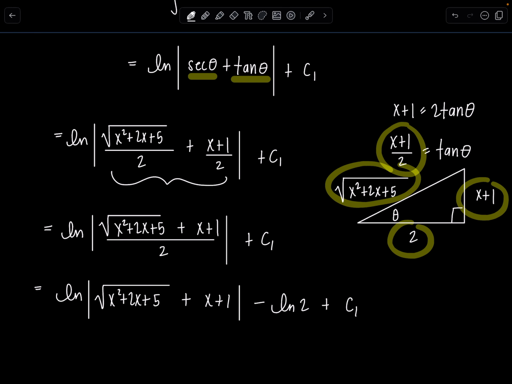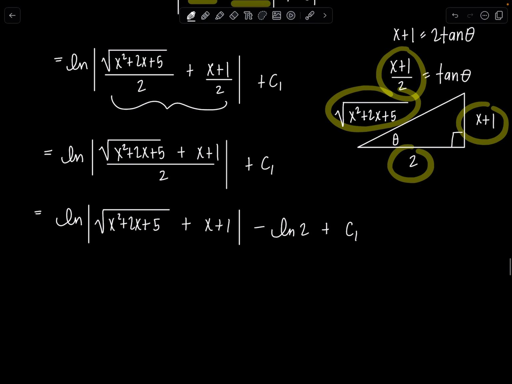And you might say, Professor V, I don't know what you just did. Let me remind you, recall, if you have natural log of A divided by B, you can write that as natural log of A minus natural log of B. That's not just for natural logs, but since we're dealing with natural logs, I wrote it as such. So A divided by B is ln of A minus ln of B. All of this was A, this was B. So here's ln of A minus ln of B.